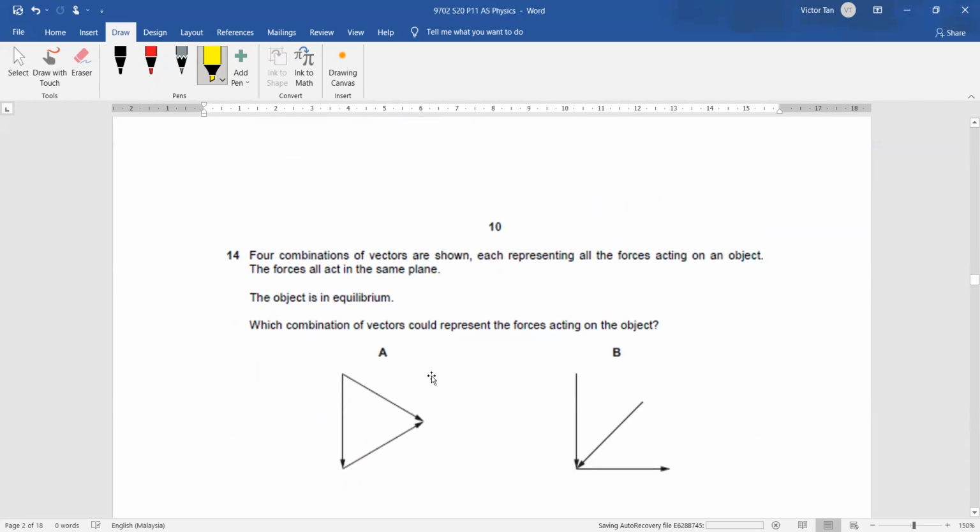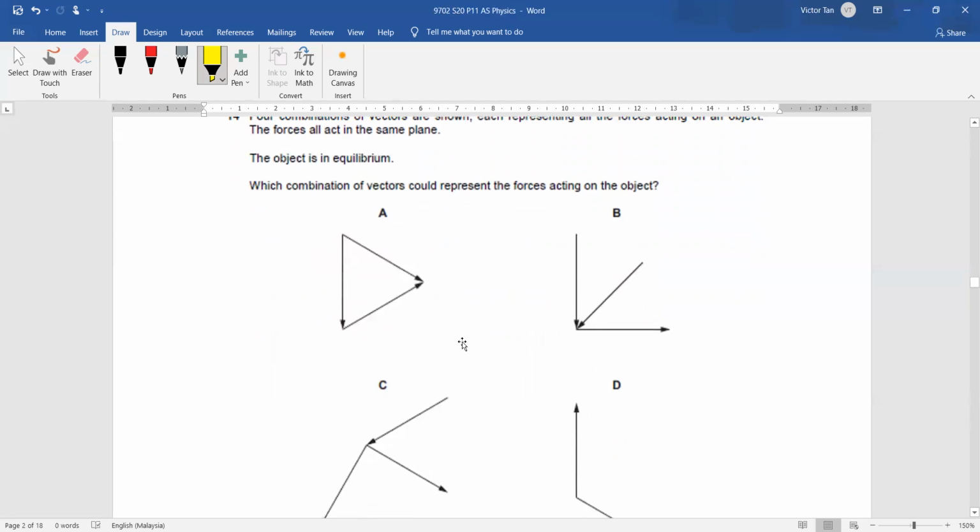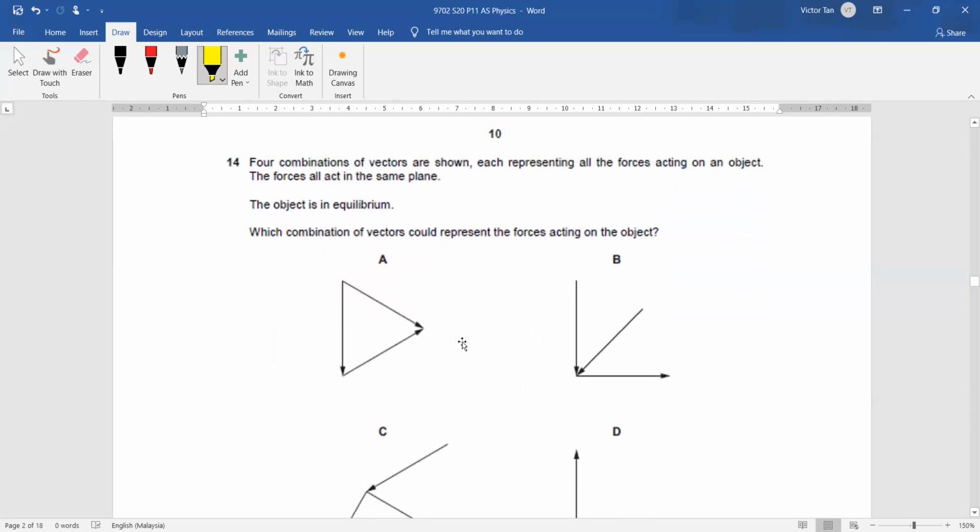The four combinations of vectors are shown, each representing all the forces acting on an object. The forces all act in the same plane. The object is in equilibrium. Which combination of vectors could represent the forces acting on the object? Equilibrium. Keyword is equilibrium.